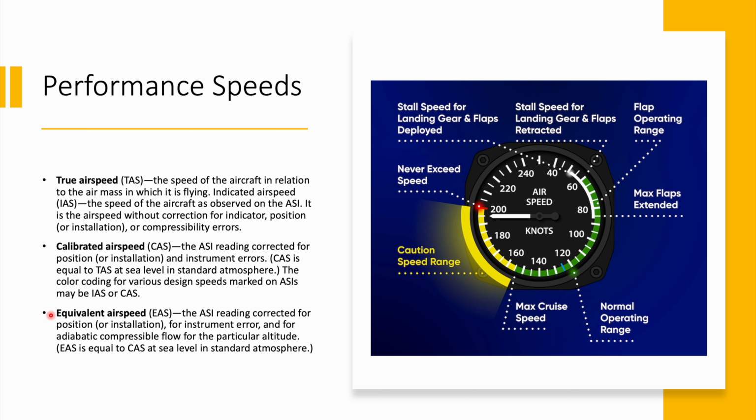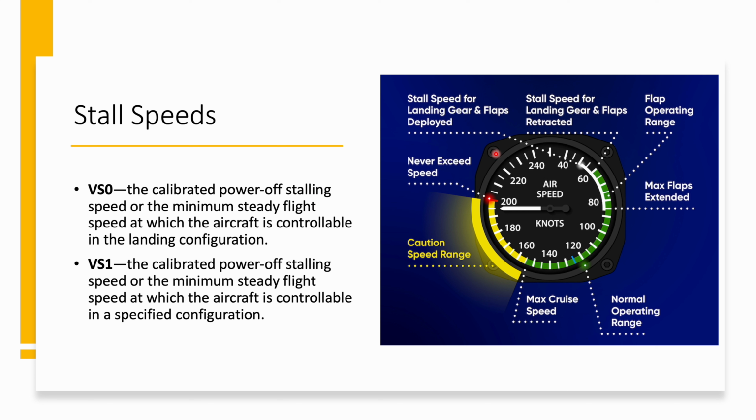And less commonly used is equivalent airspeed. So it's going to be your airspeed indicator corrected for position or installation error. Stall speeds again. So VSO is going to be your calibrated stall speed with your flaps down, which is the bottom of the white line. And then your VS1 is going to be the bottom of the white, or bottom of the green, sorry.